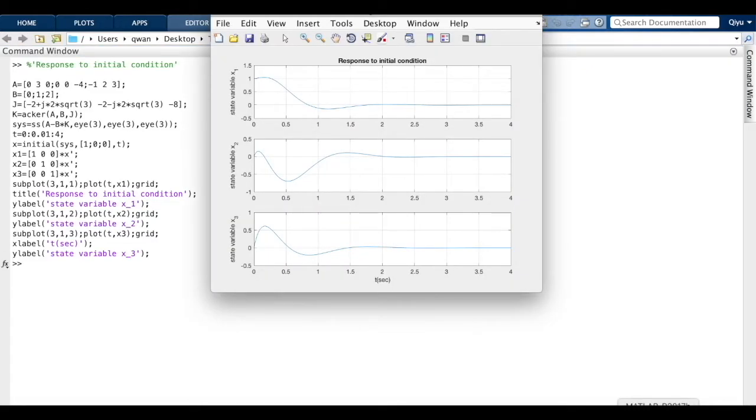Then here we can see the behavior of the states of the system. The first state starts at 1, and the second and third states start at 0, and all of them go to 0 after, I think, 2 seconds, which means that our control is working very well here.